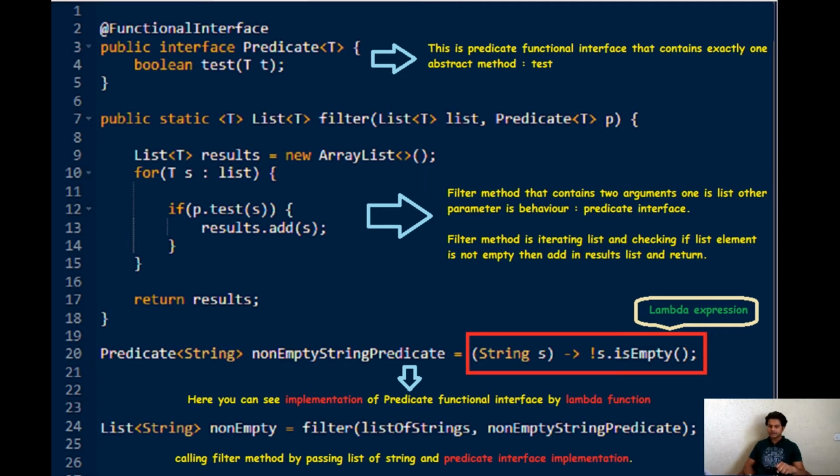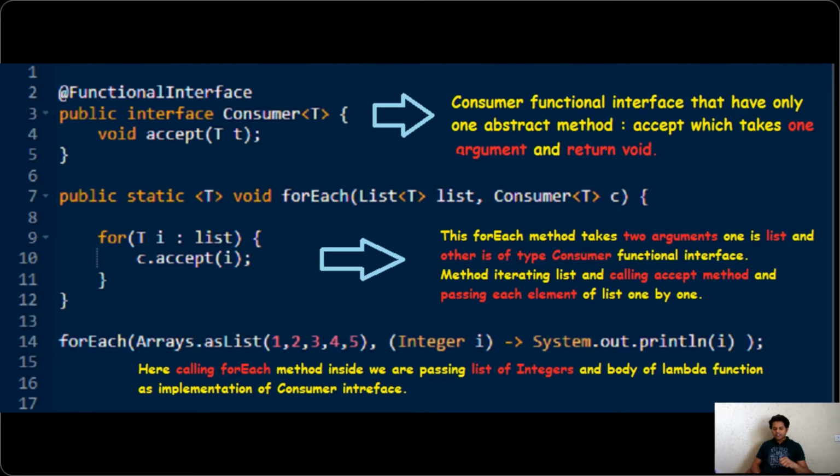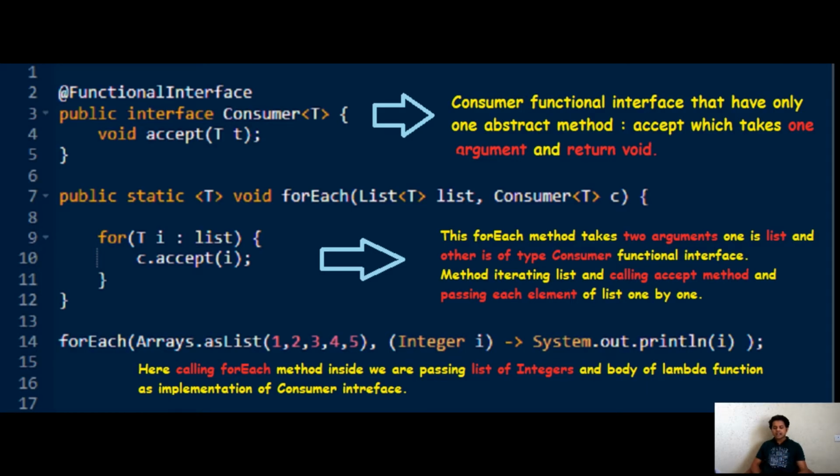Let's see some more examples. Now on the screen, there is another functional interface, which is Consumer. It is also defined in the Java libraries. This interface has exactly one abstract method, which is accept, and it takes one argument of type T, a generic type, and returns void. That means this method is not returning anything, it is a void method, right?